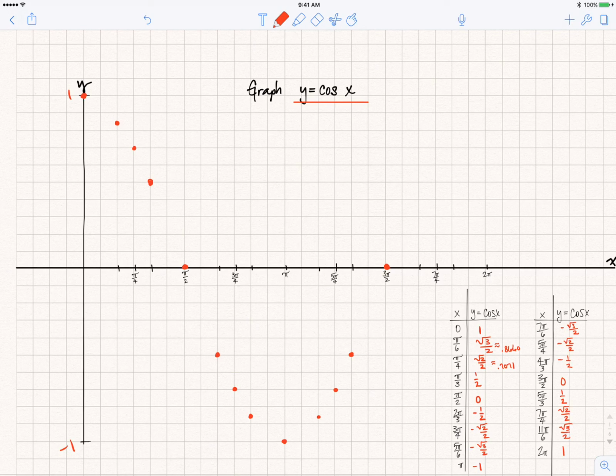At 5 pi over 3, we're going up 5 blocks. 7 pi over 4, 7 blocks. 11 pi over 6, 8.5 blocks. And then 2 pi, we're up 10 blocks. And you see once again that I have another wave. And that is your cosine parent.